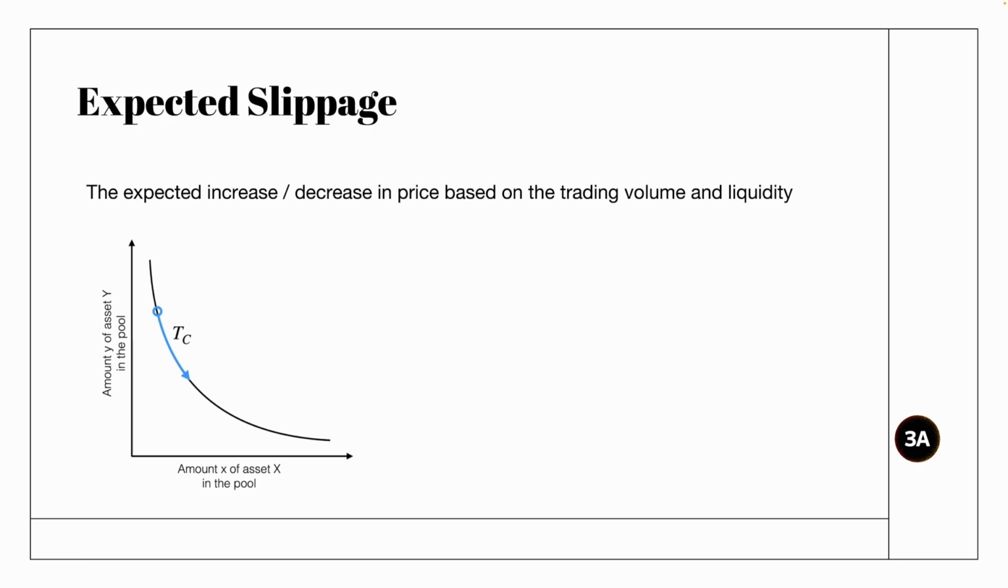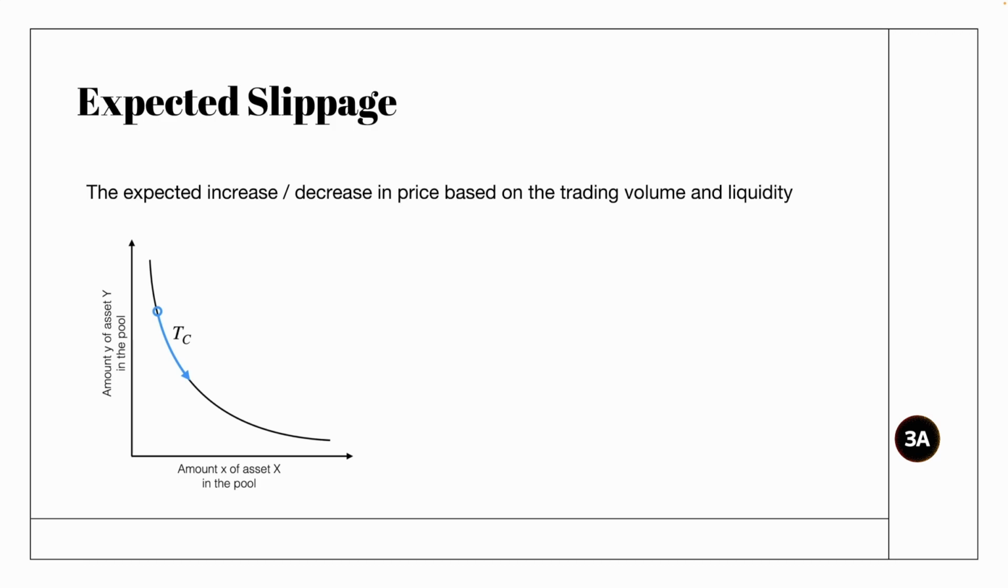So every token of Y you get has a slightly different price of a token X as long as you move along this curve. And the expected slippage is basically defined as the increase or decrease in price based on trading volume and available liquidity. So the more liquidity this pool has, the more money is in this pool, the smaller the expected slippage becomes. This is called expected slippage because that's something that you can calculate based on the pool state, as we just did in the prior slide.